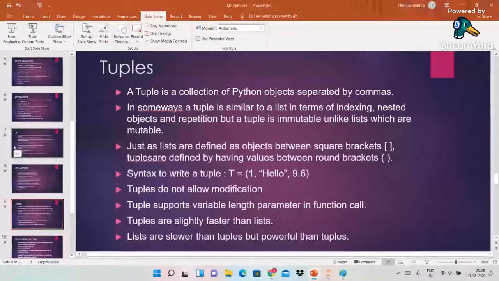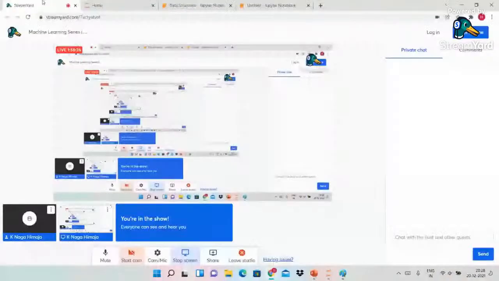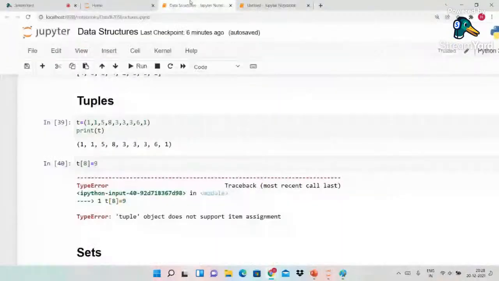Do you want me to continue, or do you want me to just stop here? Or shall we continue? Okay then, we stop here and we will continue in the next class with tuples.